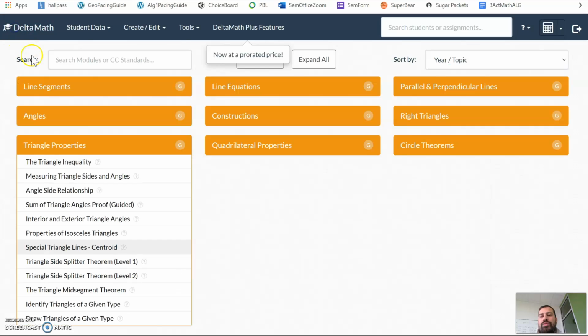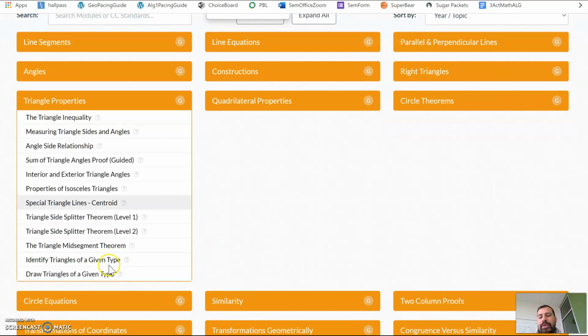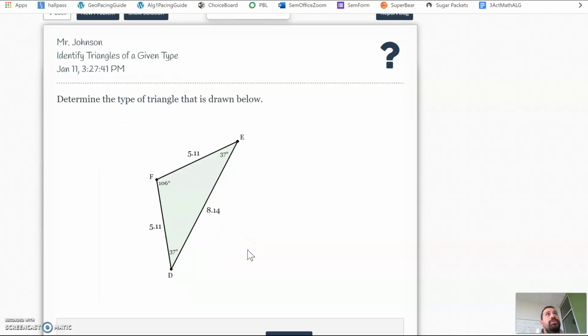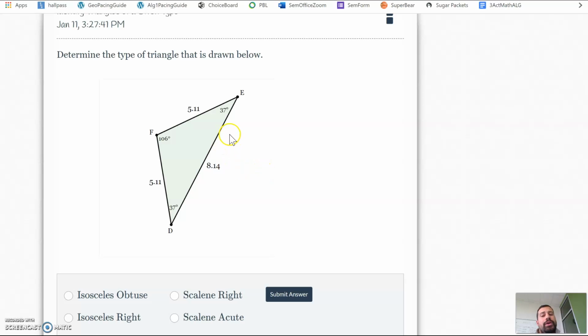The other skill that I'm having you practice is just a skill that we need to make sure that we know at this point. This is from like our first week back. But identifying triangles based off their sides and angles. Actually, this was before Christmas break. Okay, so determine the type of triangle that is drawn below. So you want to look at the angle values. If you see one that's greater than 90, you know it's obtuse. If you see one that's exactly 90, then you know it's right. If you see angles that are all less than 90, then it has to be acute. So this one's obtuse because we have a 106 angle.